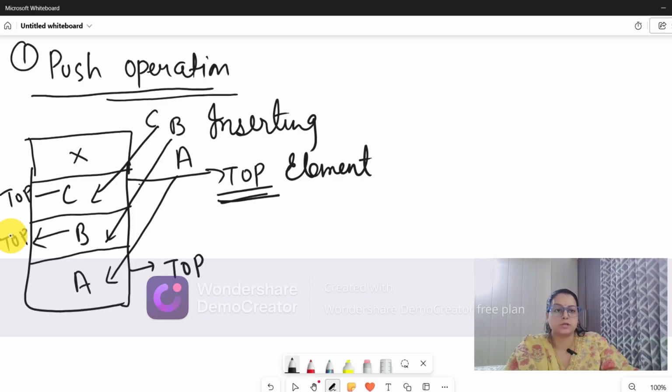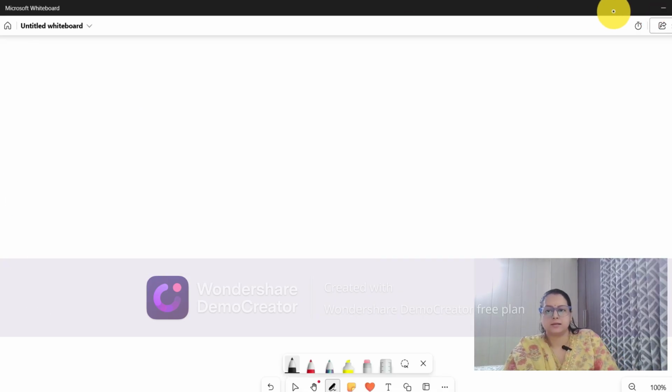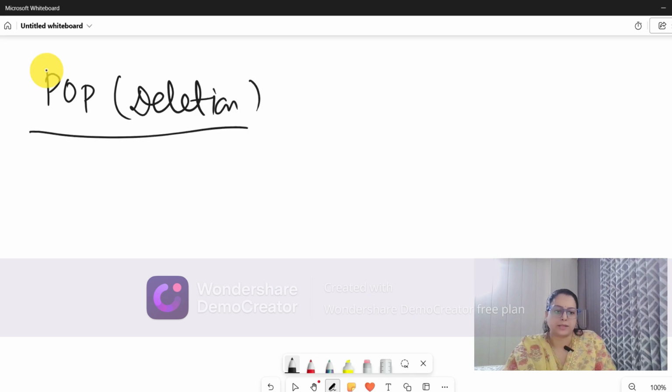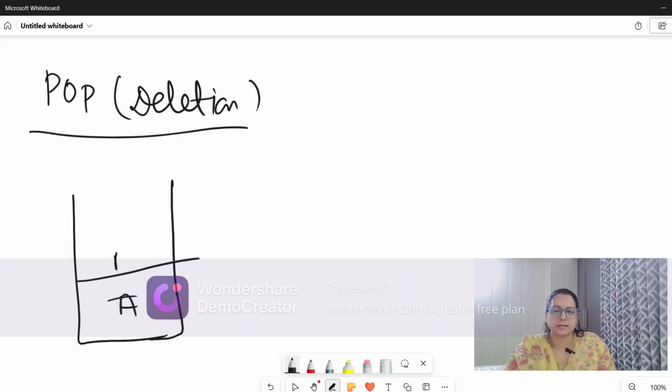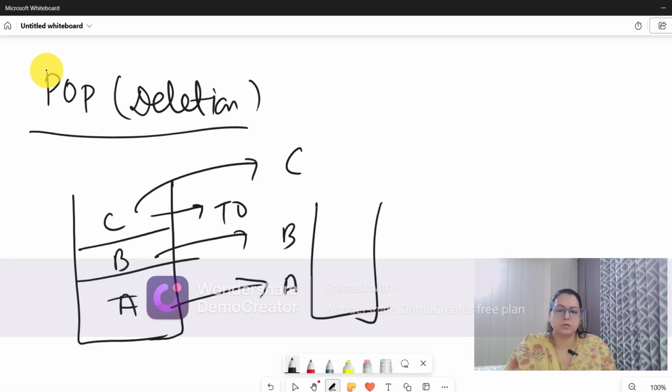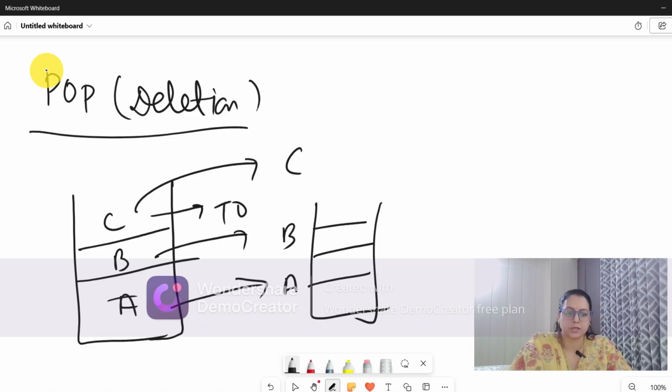So now we move towards the deletion operation, how it will be performed. Deletion means pop. Pop means only deletion will be performed on this stack. First of all, the stack is over here, elements are already sitting inside. The first element to be popped will be the top element. First C will be removed, then B, then A. Now the stack will be empty. Everything is removed, and all 3 places are empty. This is called popping or deletion of the elements.